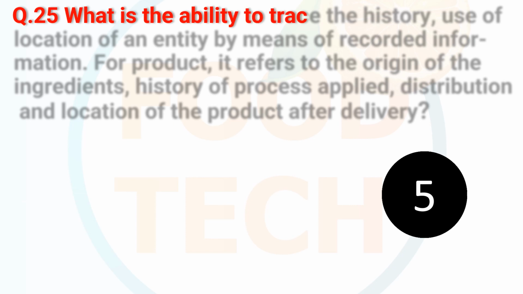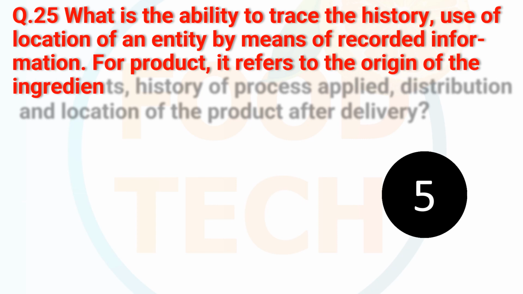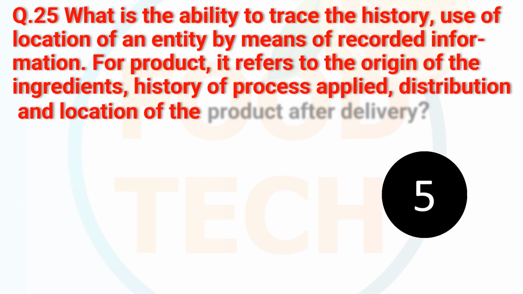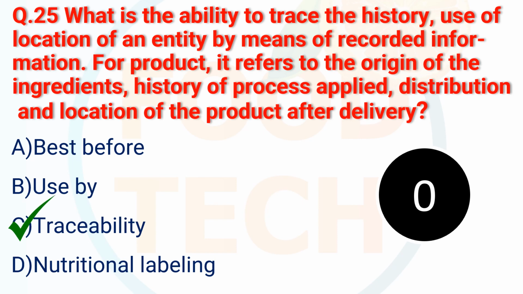Question 25. What is the ability to trace the history, use or location of an entry by means of recorded information for the product? It refers to origin of ingredient, history of process applied, distribution, and location of product after delivery. A. Best before, B. Use by, C. Traceability, D. Nutritional labeling. The answer is C. Traceability.